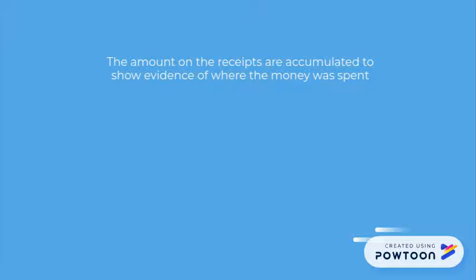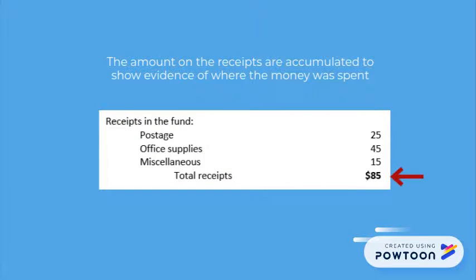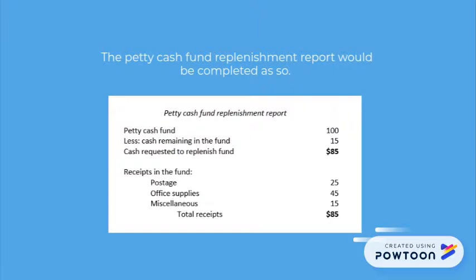The total amount on the receipts is added together to show evidence of where the money was spent. As seen, the petty cash fund replenishment report would be completed as so.